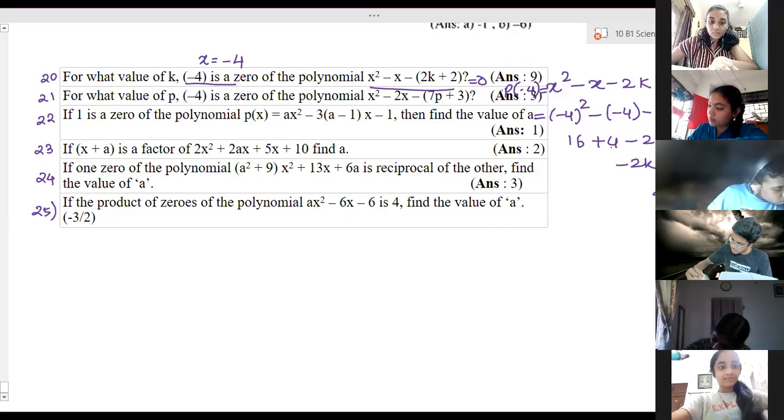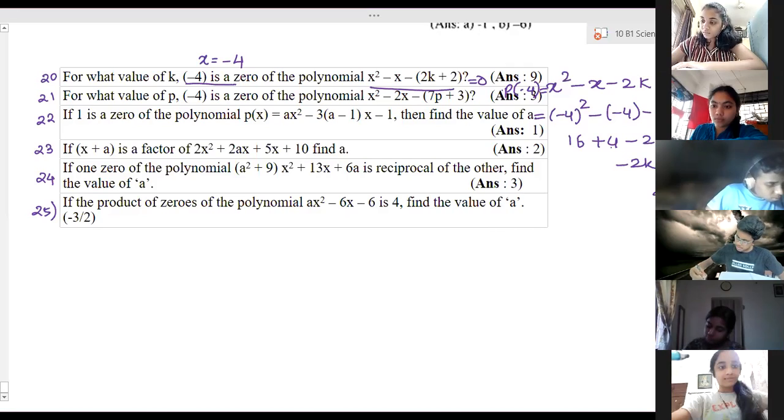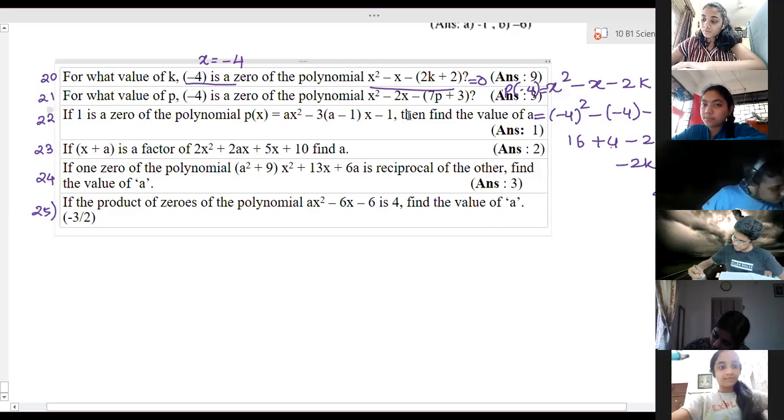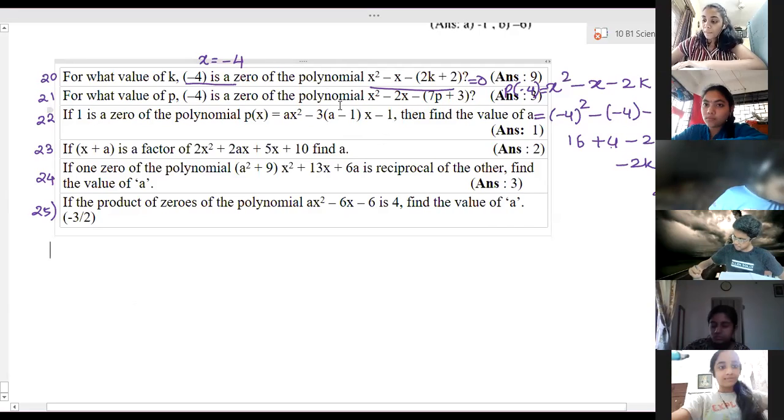Like the polynomial is ax square minus 3 bracket a minus 1 bracket x minus 1. So no, this is a minus 1 into x only. Minus 1 is separate, not in the bracket. X is only multiplied to that bracket, and then minus 3. Minus 1 is separate. Minus 3 and x is multiplied to this bracket. So you have to multiply with minus 3x.